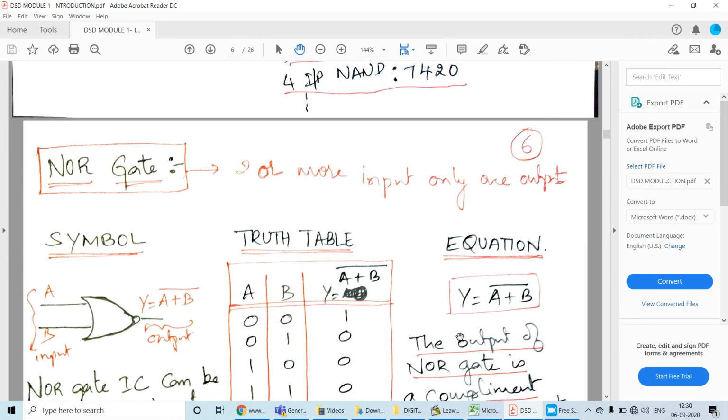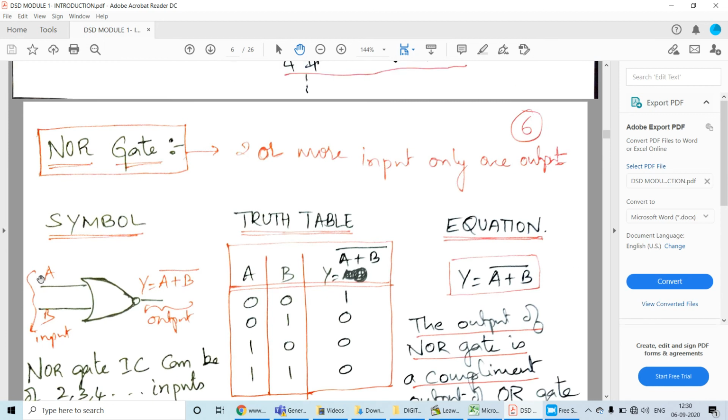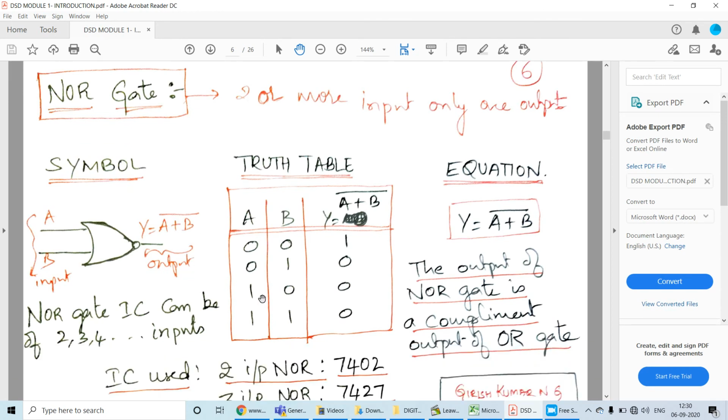Now coming to the NOR gate. NOR gate is the complement of the OR gate. Without this bubble, this is just an OR gate. Once the bubble is added, this becomes a NOR gate. As we discussed for the NAND gate, similarly the NOR gate truth table will be the complement of the OR gate truth table. In the OR gate, when both the inputs are 0, the output was 0. But now in the NOR gate, when both inputs are 0, the output remains 1. In any other case where any one input is 1, the output remains 0.